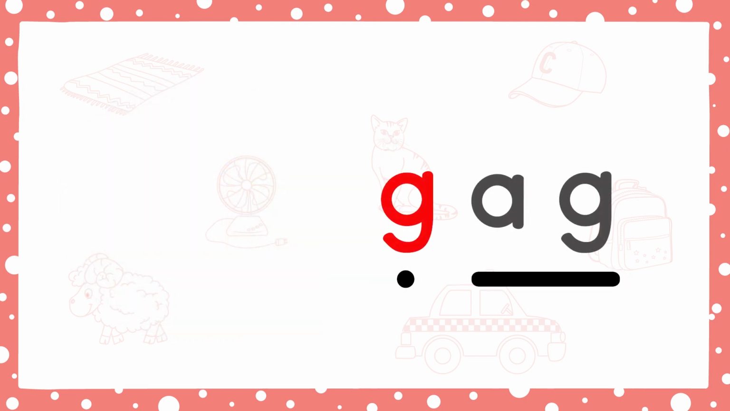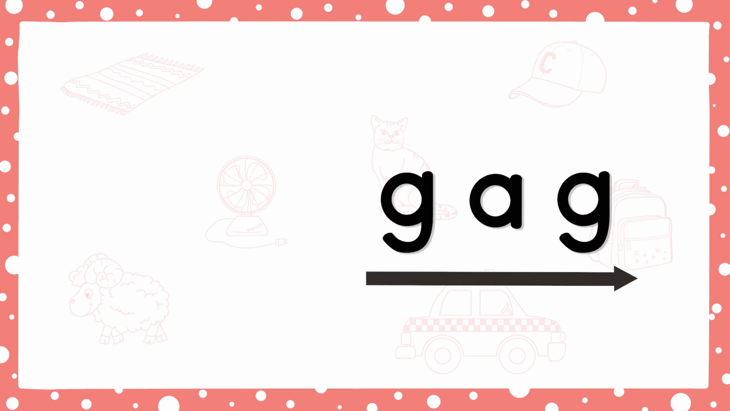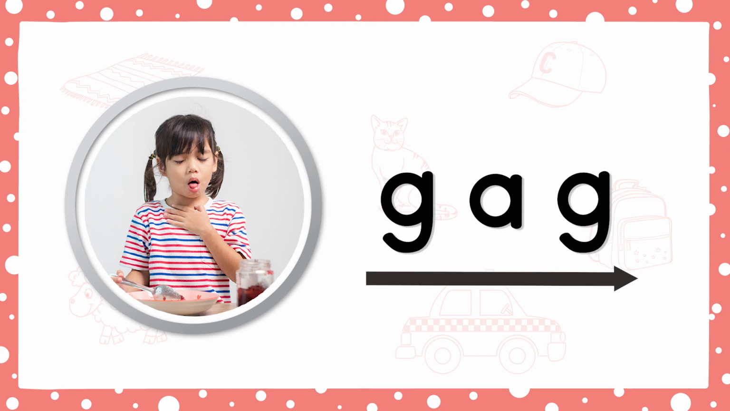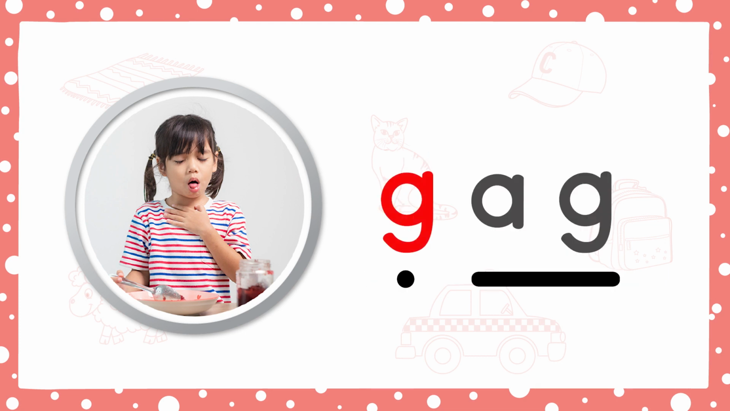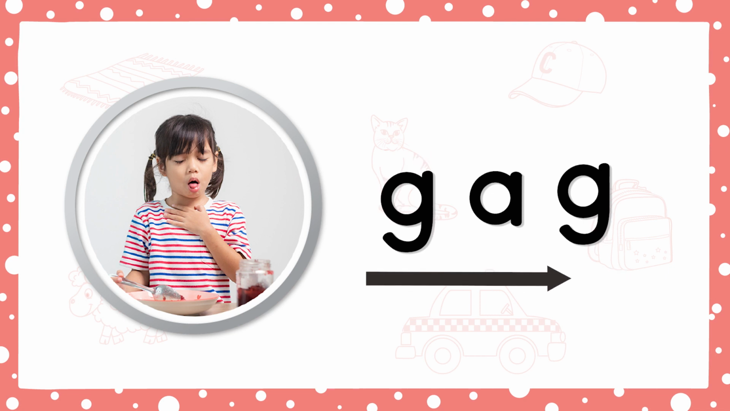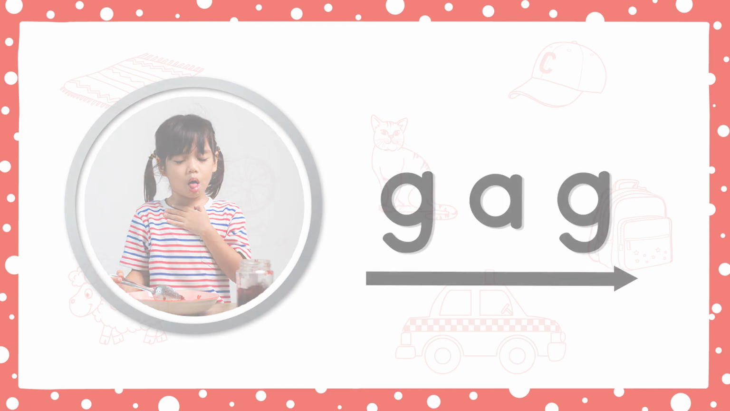G. Egg. When you blend G and egg together, you form the word gag. Gag. Your turn to try. G. Egg. Blend them together. Gag. Gag. Good effort. Let's try the next word.